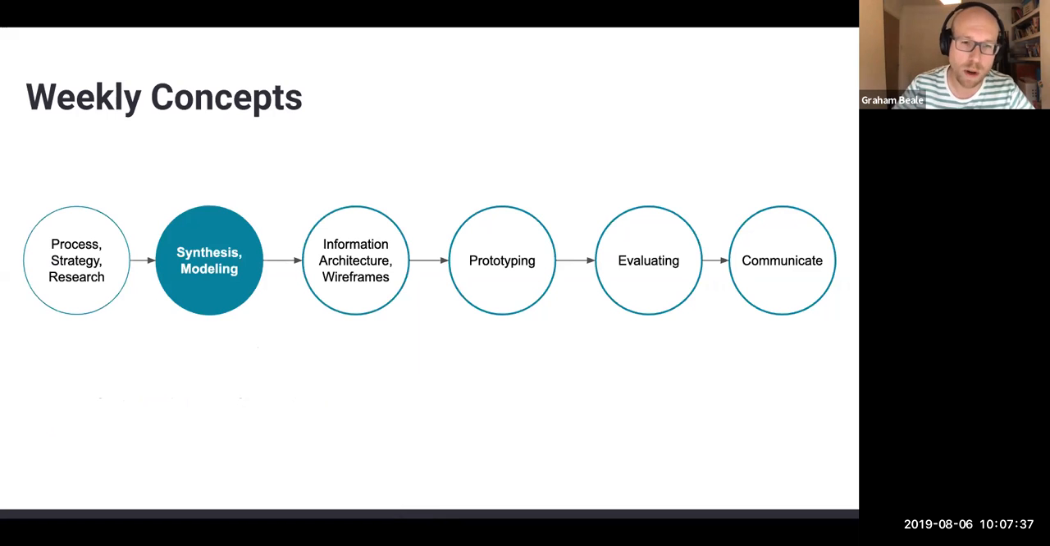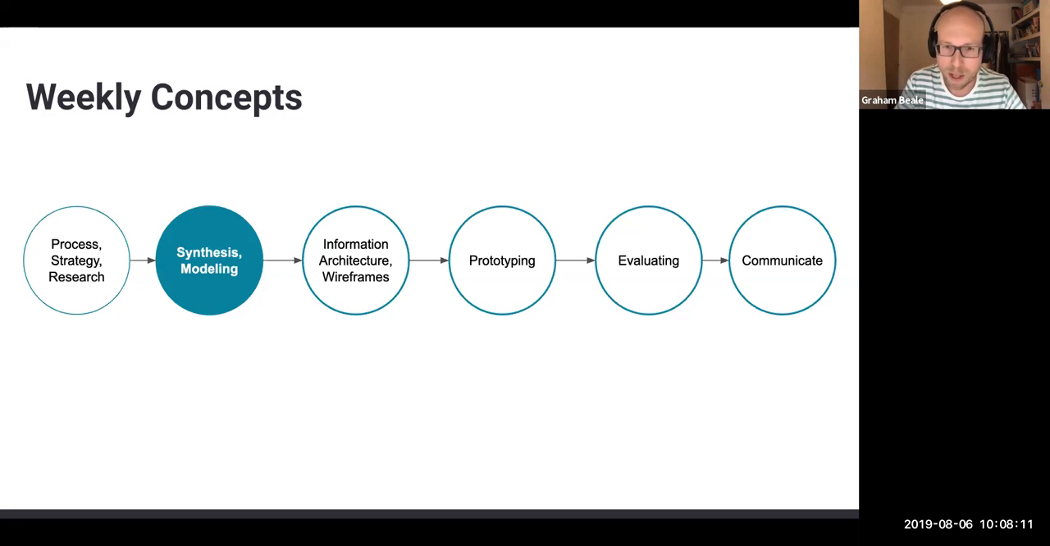So we're now moving into the second part of these weekly concepts. The first concept was really about gathering information. If we go back to that double diamond diagram, you may remember the 2 diamonds. The first concept, this process, research, strategy, is all about opening up the brief and gathering as much information as possible. And now we're moving into the synthesis and modeling phase where we've got all this information and we've got a lot of it and we're not quite sure what to do with it.